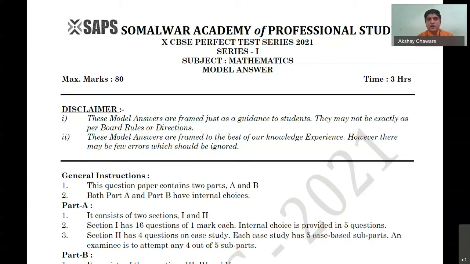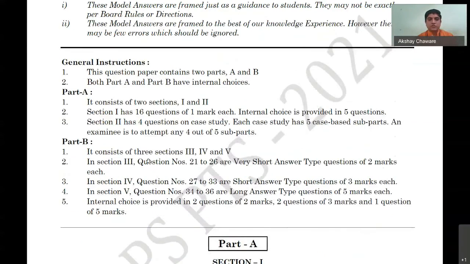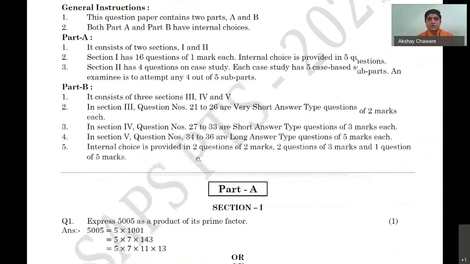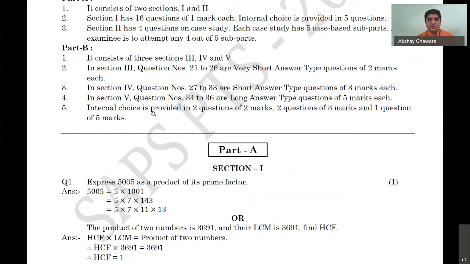Like this, in part B, all the questions are subjective type: 2 marks, 3 marks, and 5-mark questions. So in the general instructions, you can see sections 3, 4, and 5, and the 2-mark, 3-mark, and 5-mark questions are categorized. All the instructions are visible on your screen. Now let's start the paper.